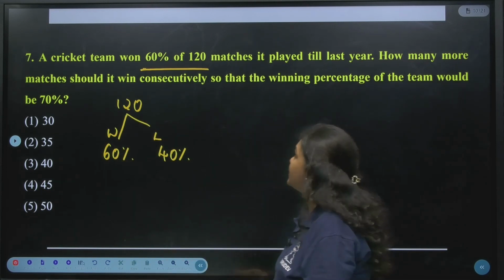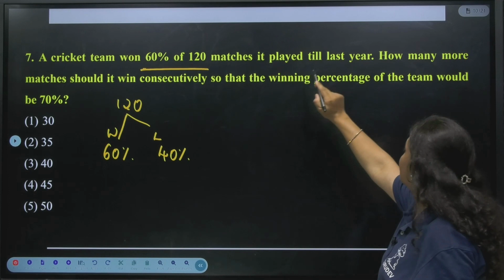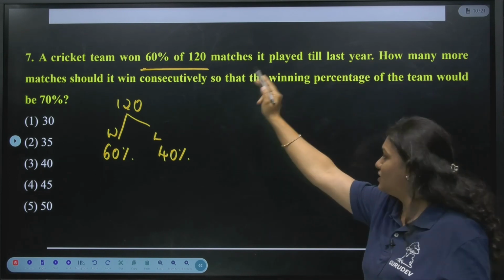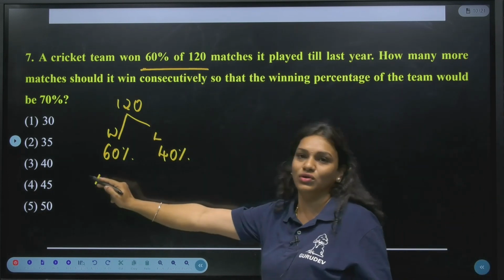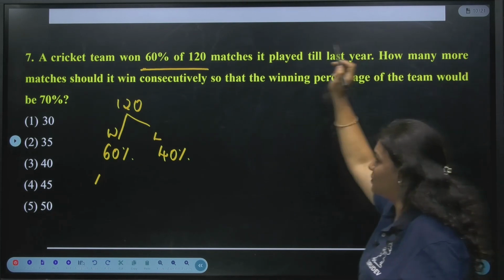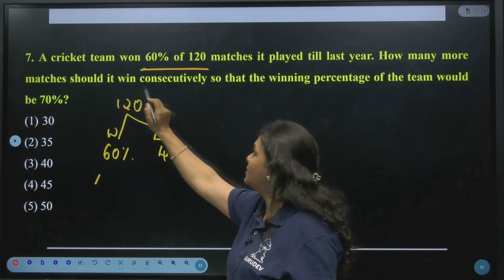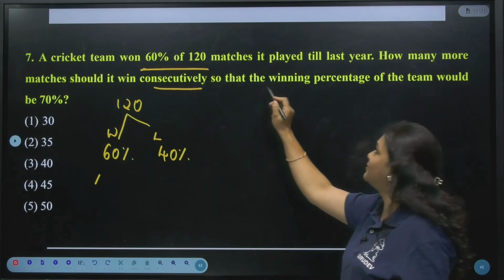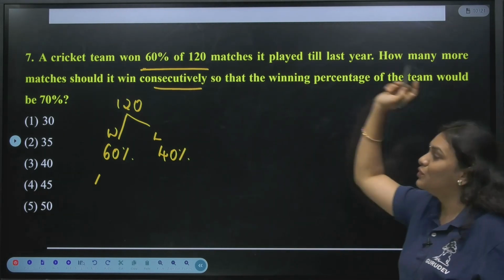Till last year, whatever they have played, out of that, 60% they have won. Next, how many more matches should they win consecutively so that the winning percentage of the team would be 70%?